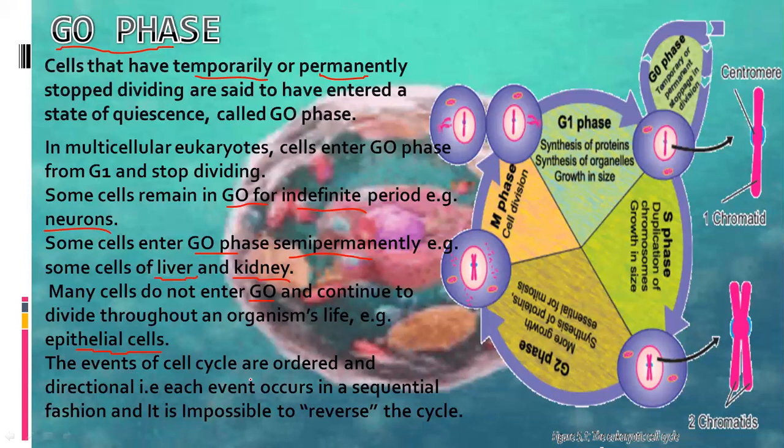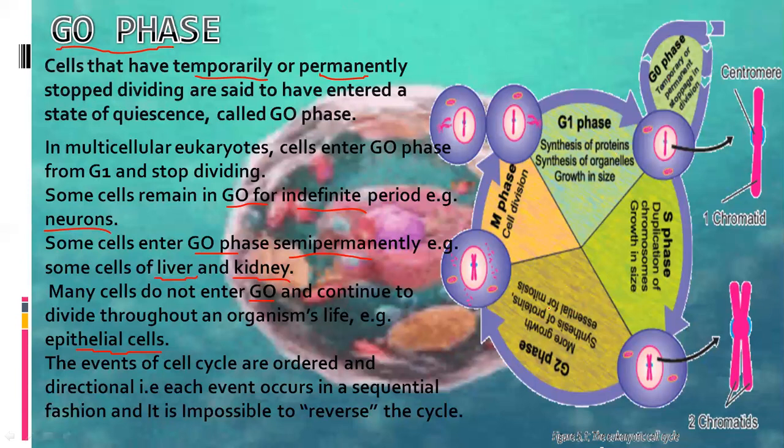So the events of the cell cycle are ordered. This is a very important thing. Ordered and directional. Ordered like one after the other. Which phase has to come after which? G0 phase never comes after S phase or G2 phase. It will always come after G1 phase. S phase cannot come after G2. So this is directional and sequential as well.